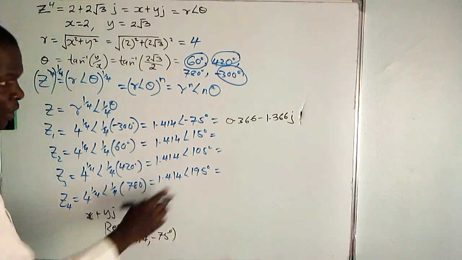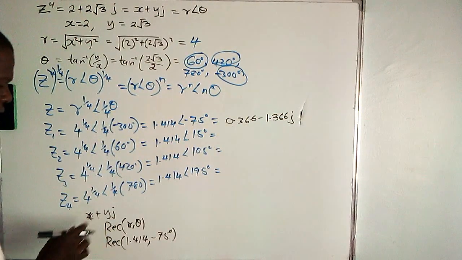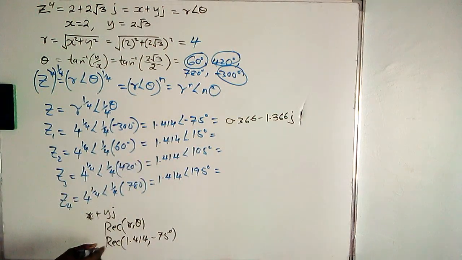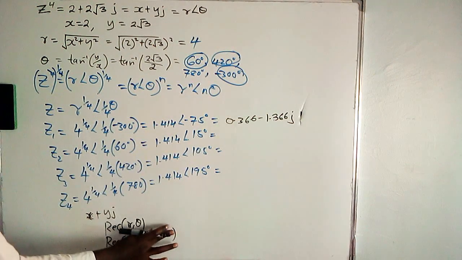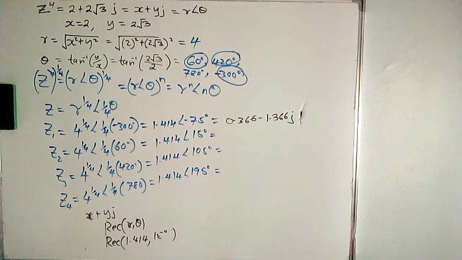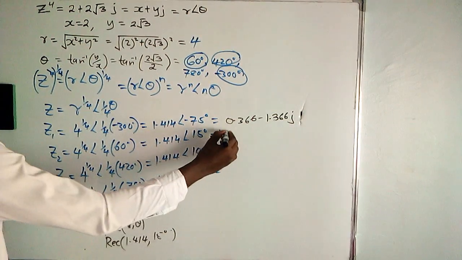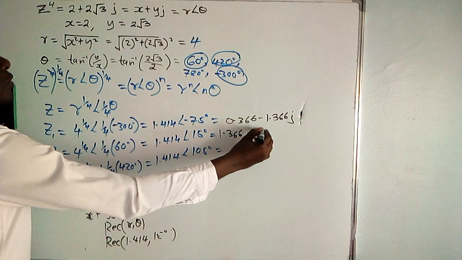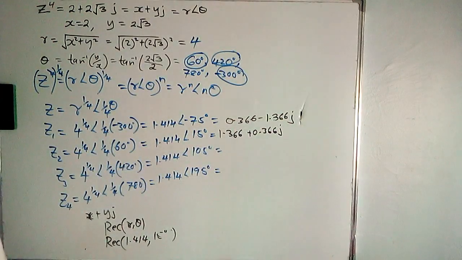So it is in the form x plus yj. Move to the next one. Rectangular form of 1.414, comma, 15 degrees. You get x is 1.366, and y is 0.366. That is positive 0.366j. So it is in the form a plus bj or x plus yj, isn't it?